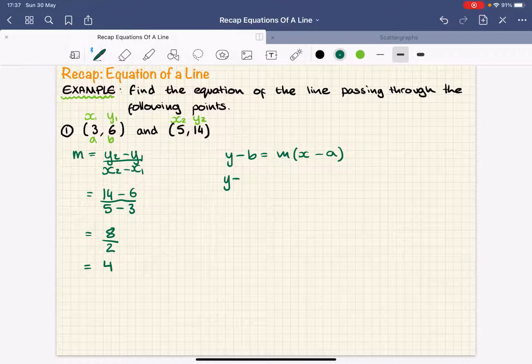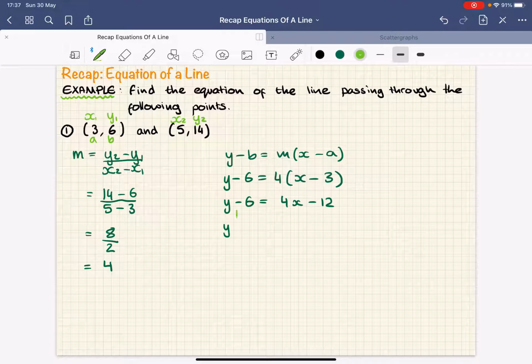So I've got y minus 6 equals 4 bracket x minus 3. And then expanding that bracket, I've now got y minus 6 equals 4x minus 12. And then I want to plus that 6 to both sides. So I've now got y equals 4x minus 6 is my final answer.